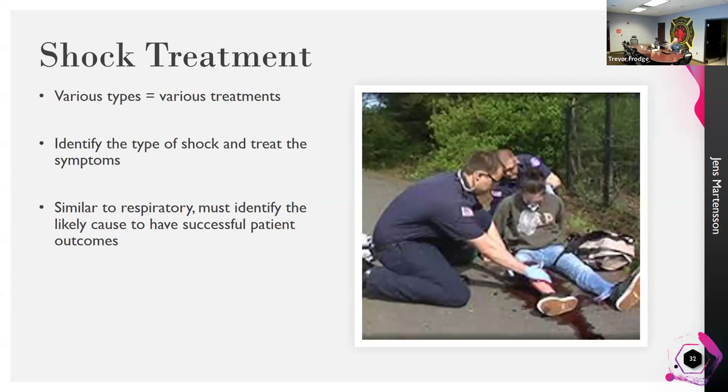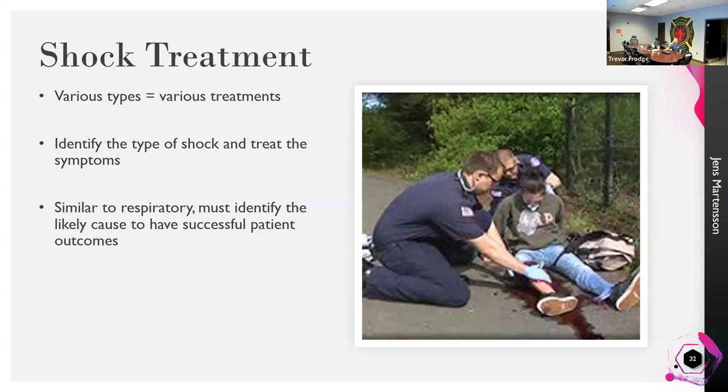If I IV, O2, monitor a neurogenic shock patient and don't consider C-spine precautions, that's going to make them a lot worse. So I have to not only understand shock, the types of shock, the type of respiratory patterns, all the stuff that goes into this that we've been talking about, but I have to understand how to treat those symptoms. So identify the likely cause that will contribute to successful patient outcomes. In this picture, if your patient's bleeding out, stop the bleed, give them oxygen and transport. That will work. And by the way, also keep them warm.